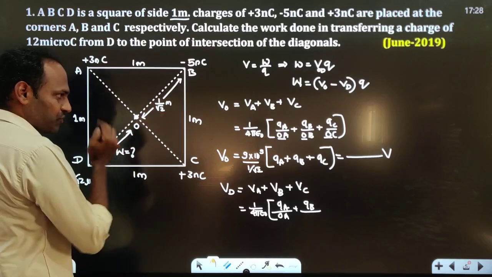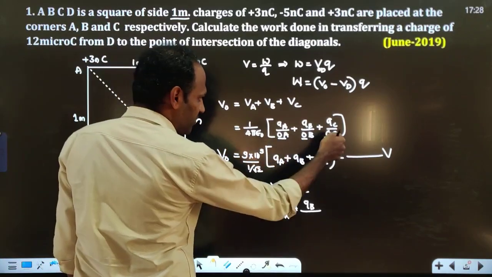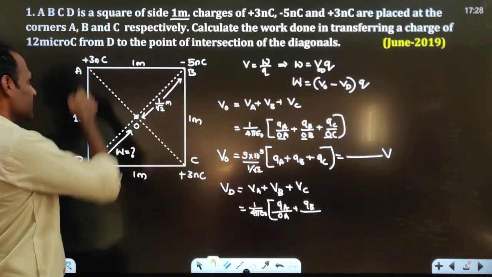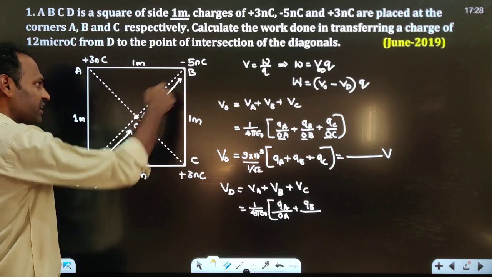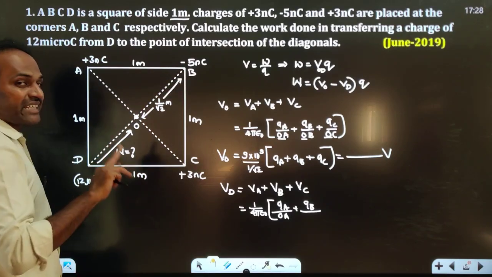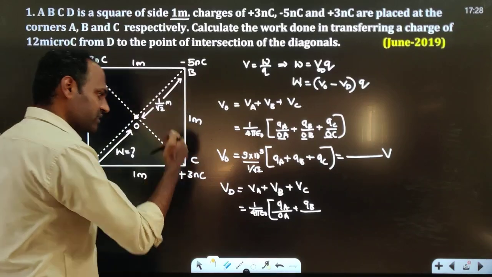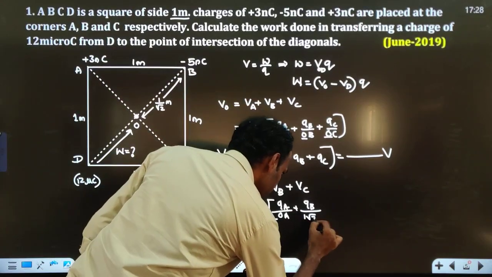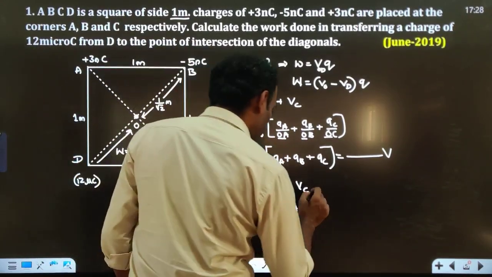So this one difference we will get. Here the distances will not be the same; these two are the same, this is 1 meter and this is 1 meter, but this distance is different. We have to take the full diagonal. Full diagonal means x root 2. How much is x? X is 1. So 1 into root 2 is the distance we have to take, QB, for B charge.